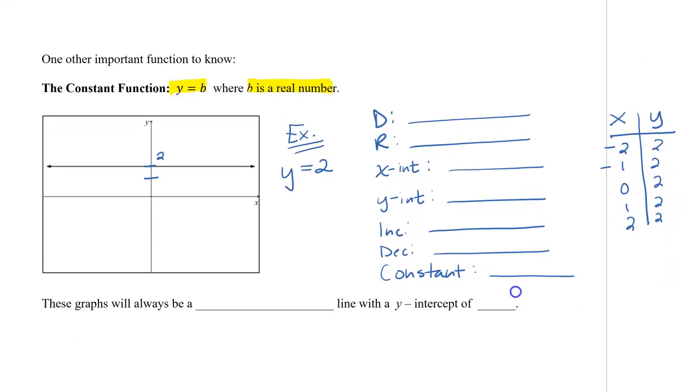So if we were to plot those points, let's say this is -1, and this is -2, and this is 1, and this is 2, we would have these points that actually line up in a horizontal line. So the equation y equals 2 is a horizontal line through the y-axis at 2.